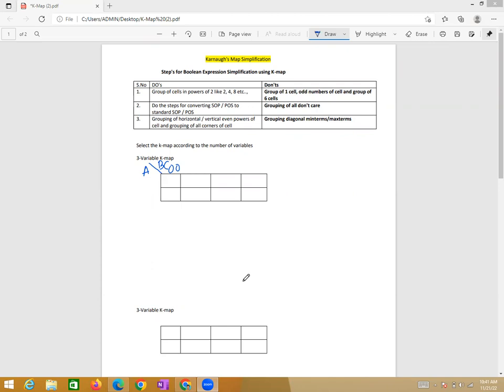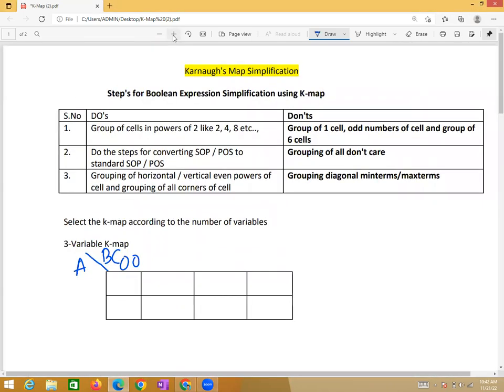Good morning, friends. In this video, we are going to discuss Boolean expression simplification using the Karnaugh map. In this Karnaugh map, we have different steps for simplifying the given Boolean expression: the steps we need to do to simplify using K-map, and the steps that are not possible in this K-map. Once we understand this concept, the remaining things will be very simple for you.